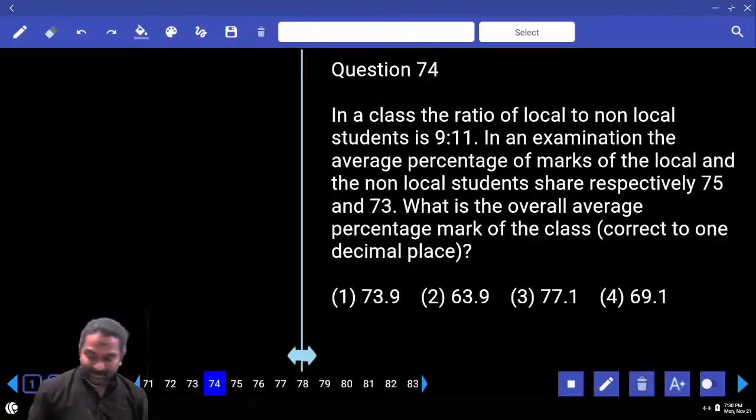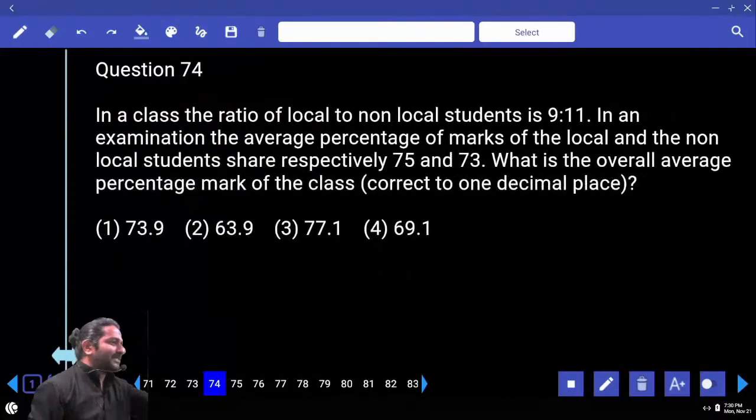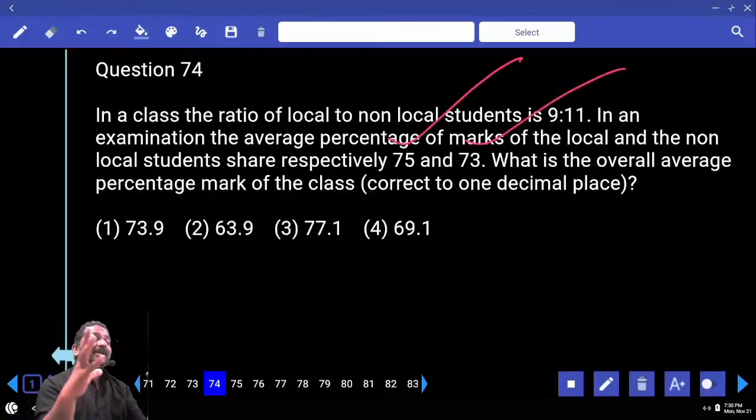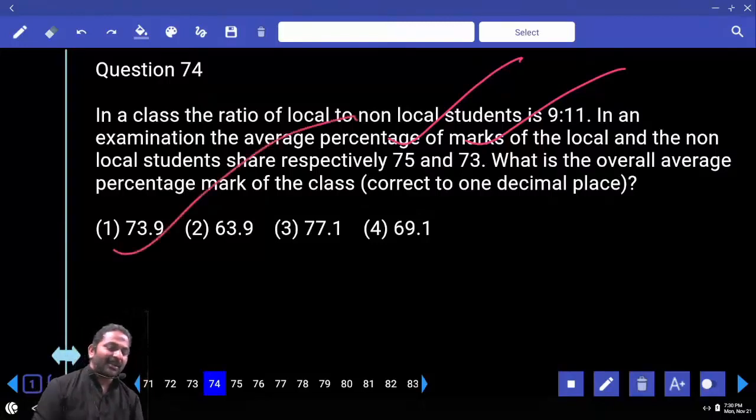What is in place of boys and girls? We have local and non-local. For local, what is the average? For non-local? And when you calculate the aggregate, it has to be between these two only. Like that, there is only one option. I don't even calculate, I'll go with the first option, final answer. Done.